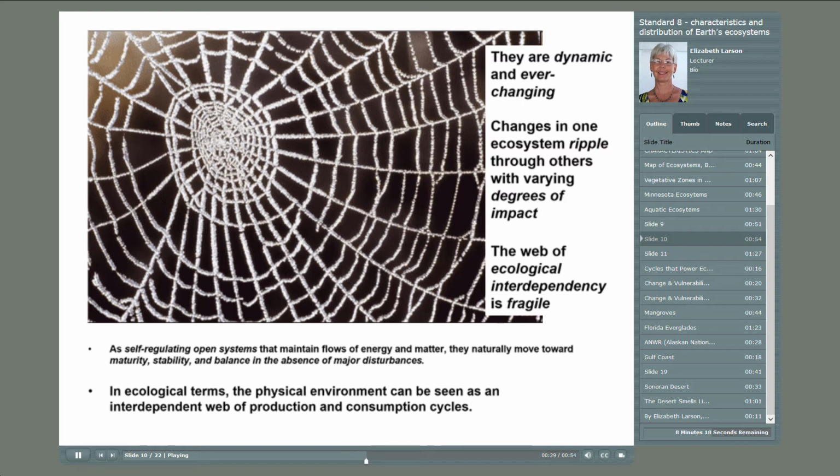Ecosystems are dynamic and ever-changing. In fact, if you change something in one ecosystem or in one part of an ecosystem, you see ripples throughout other ecosystems with varying degrees of impact. Thus, the web of ecological interdependency is fragile and needs to be maintained.